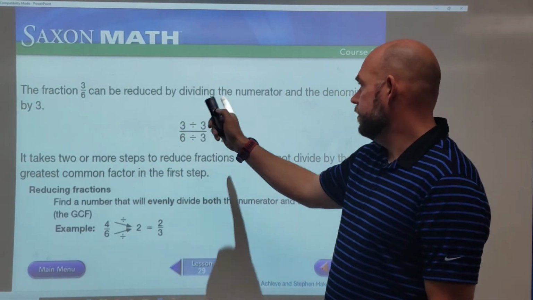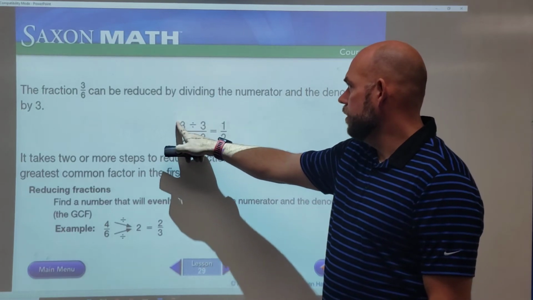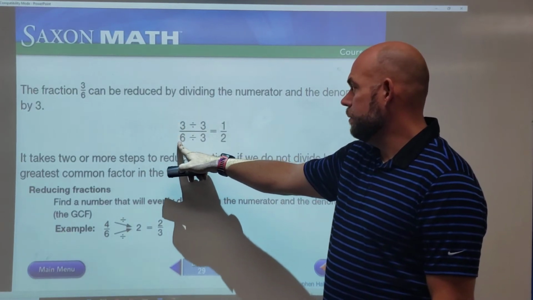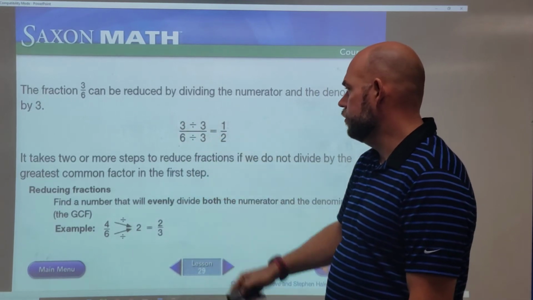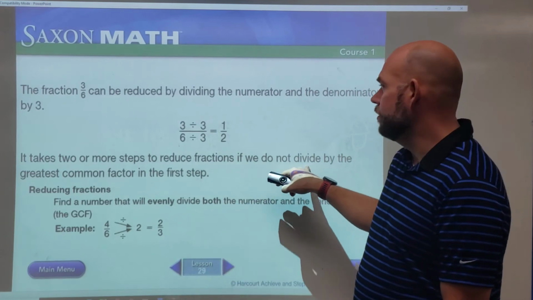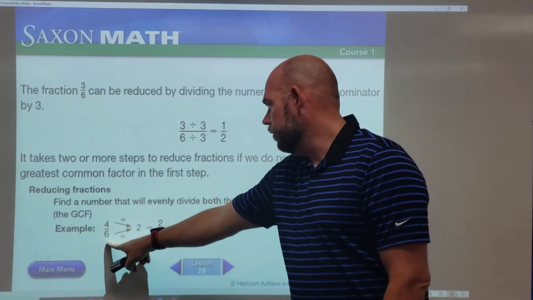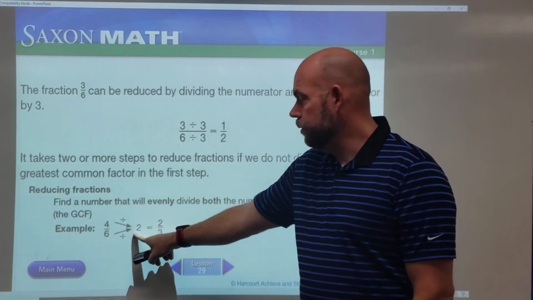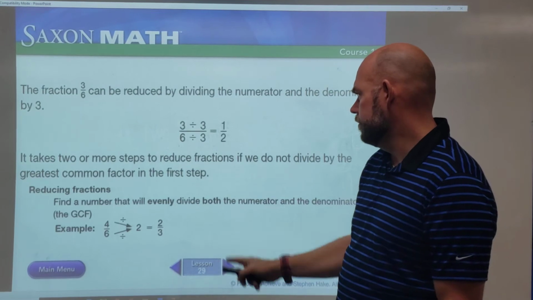So the fraction 3/6 can be reduced by dividing the numerator and denominator. So here, 3/6, the greatest common factor is 3, so 3 divided by 3 is 1, 6 divided by 3 is 2. It takes 2 or more steps to reduce fractions if we don't divide by the greatest common factor. So here, if we had 4/6 and we divide it by 2, that gets us 2/3.